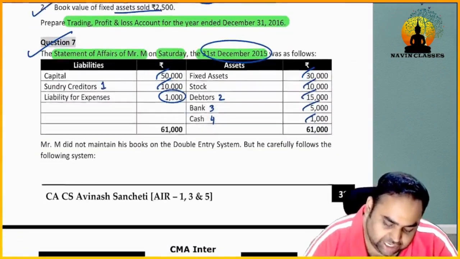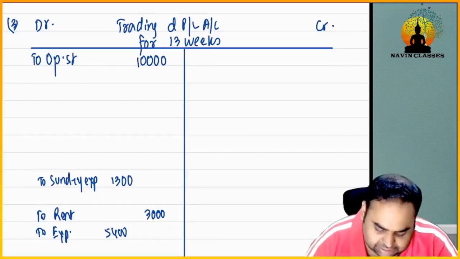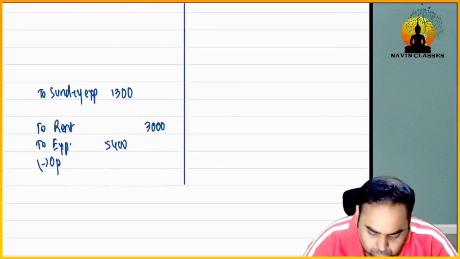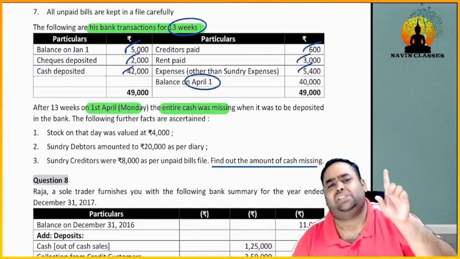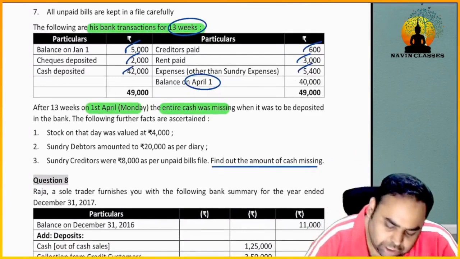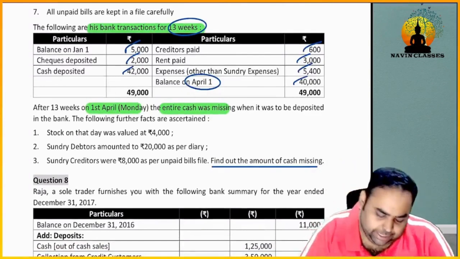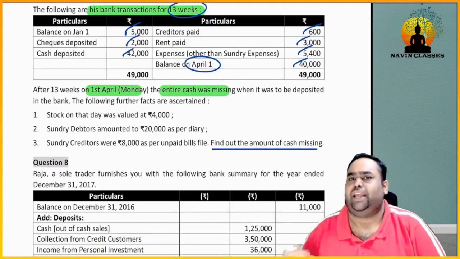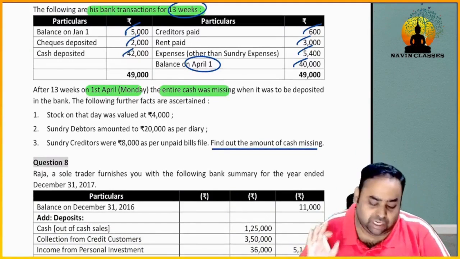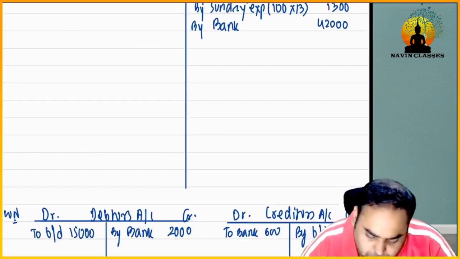There was some opening outstanding amount of 1,000. So I am deducting this opening outstanding from the expenses. Opening outstanding 1,000. 4,400. This 1,000 is from last year and will not be in the P&L. I'm not preparing a closing balance sheet of 40,000, so the closing balance is useless. After 13 weeks on 1st April, the entire cash was missing. So we have to figure out the missing cash amount here.